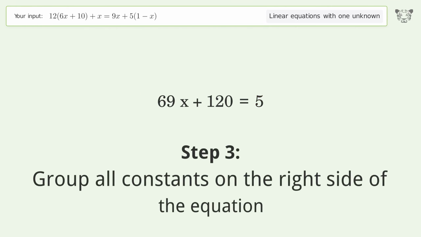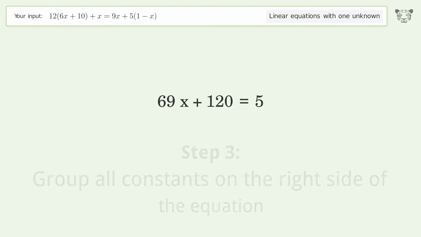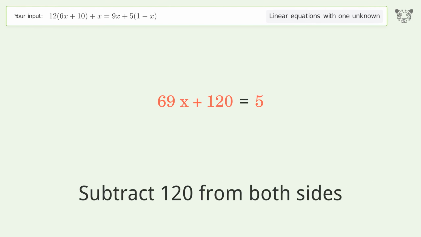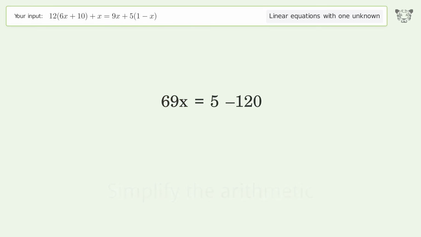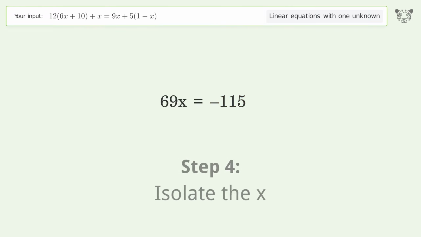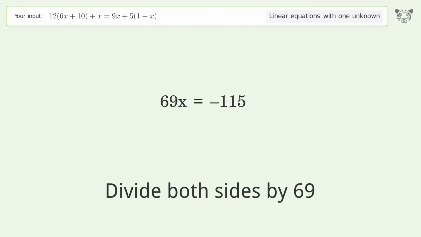Group all constants on the right side of the equation. Subtract 120 from both sides. Simplify the arithmetic. Isolate the x. Divide both sides by 69.